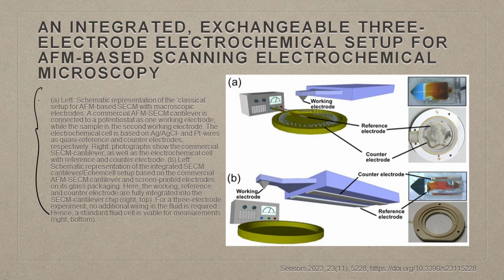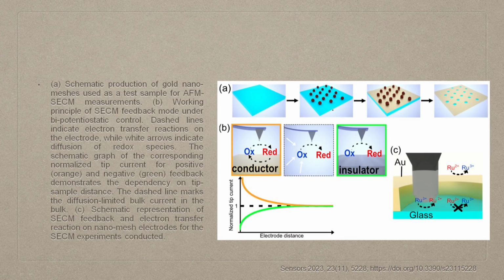The left schematic shows the cantilever with the setup based on the commercial AFM SECM cantilever with screen printed electrodes on its glass packaging. Here the working, reference and counter electrodes are fully integrated into the SECM cantilever chip. For a 3-electrode experiment, no additional wiring in the fluid is required, hence a standard fluid cell is viable for measurement, as in the right bottom. So, this is one of the most compact models, where the tip is integrated with printed electrodes. Whatever you see here, all these are printed on the surface. Now, what do you really figure out from this?